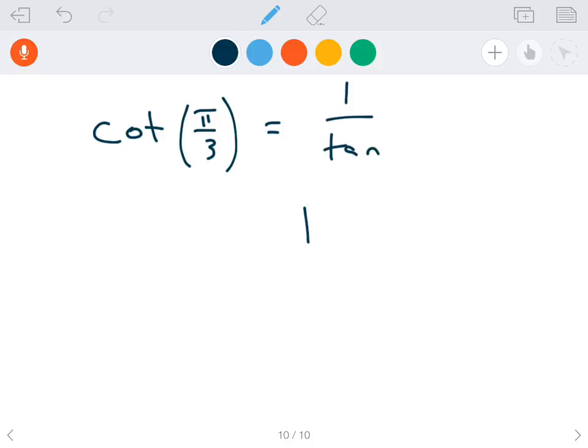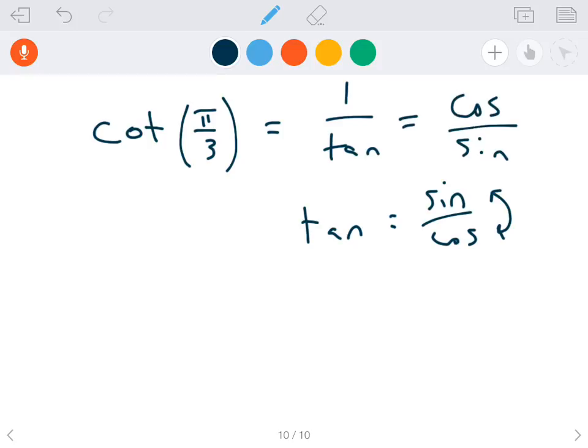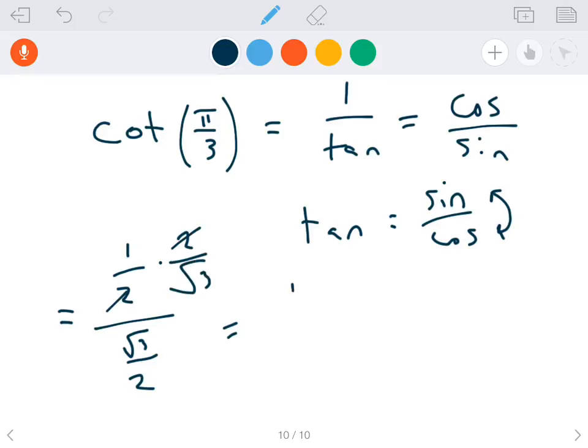Cotangent works the same way. Cotangent of, say, pi over 3. I know that cotangent is 1 over tangent. If tangent is sine over cosine, then to find its reciprocal, I just flip these, which means that cotangent is cosine over sine. And so I find the cosine at pi over 3 over the sine of pi over 3, and I simplify. So I'm going to flip my bottom fraction and multiply. Those will cancel out. That gives me 1 over the square root of 3. If that's not an answer choice, I might rationalize it.